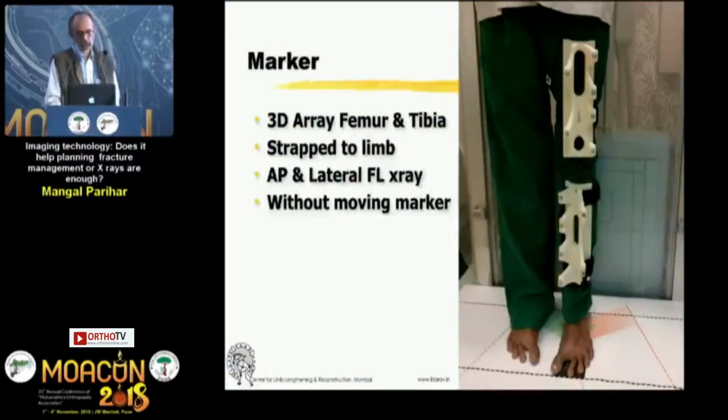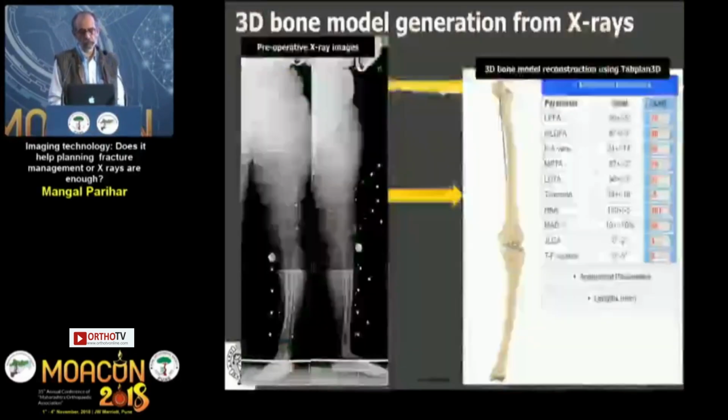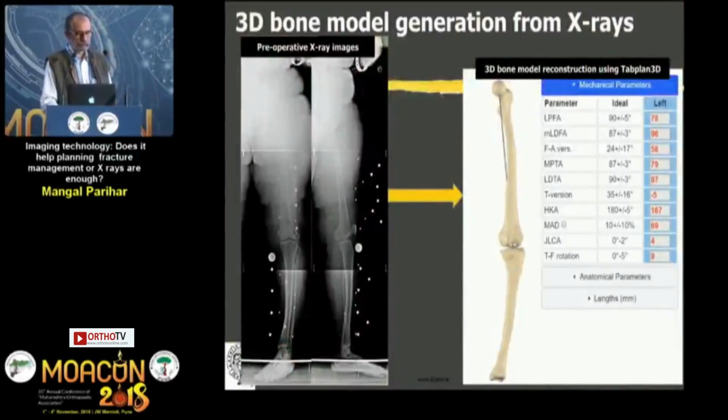So it hinges on taking X-rays with certain special markers, what's known in engineering terminology as a 3D array. Those are put onto the leg, and an AP and a lateral full-length X-ray is done without moving the marker. So you get X-rays like this, and you get the shadows of the markers. This enables the software to calculate, and they have a patented algorithm, which then gives you a 3D model of that without a CT scan. And this has been shown to be accurate.